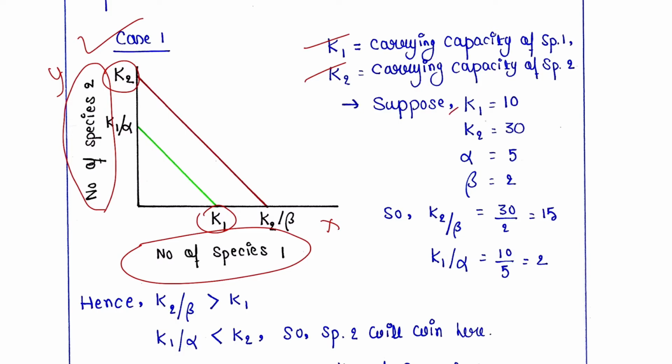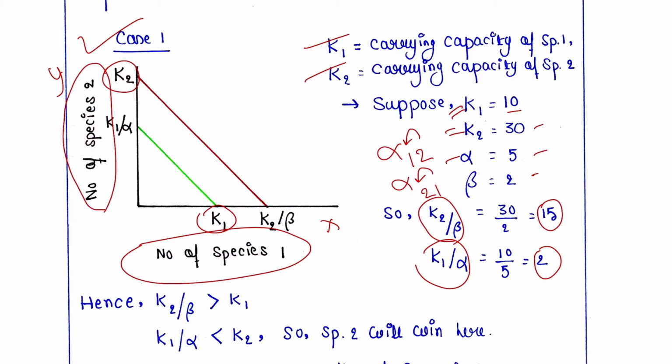Now, suppose K1 is 10, K2 is 30, alpha is 5. Alpha means alpha 1,2, the killing effect of 2 on 1. Beta is alpha 2,1, that means the killing effect of 1 on 2, that is 2 here. So K2 by beta is 30 by 2, that is 15, and K1 by alpha is 10 by 5, which is equal to 2. K2 by beta, that is 15, is more than K1, because K1 is 10. So in the x axis I have kept K2 by beta here because this is more than this. K2 by beta is more than K1, that is why I have written it like that.